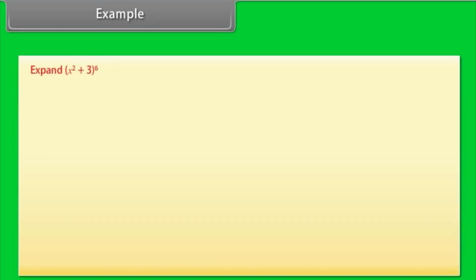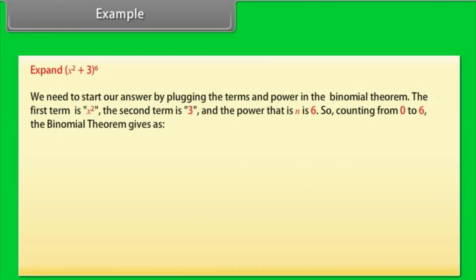Example: expand (x square + 3) raised to power 6. We need to start our answer by plugging the terms and power into the binomial theorem. The first term is x square, the second term is 3, and the power, that is n, is 6.